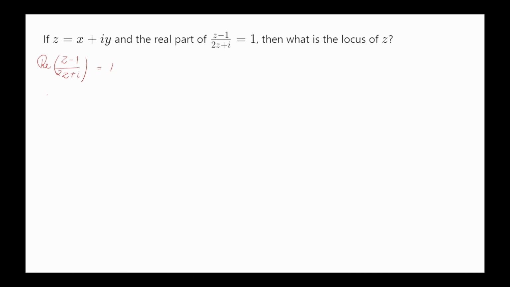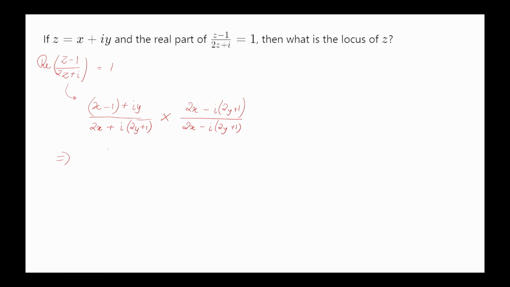So in this equation, if I replace z with x plus iota y, this would become x minus 1 plus iota y. I'm directly segregating all the real parts together and the imaginary parts together. And below I am going to have 2x plus iota times (2y plus 1). So this is going to be my equation basically. Now I'll multiply the denominator by 2x minus iota times (2y plus 1), and the numerator as well, so that I can remove the complex number from the denominator.